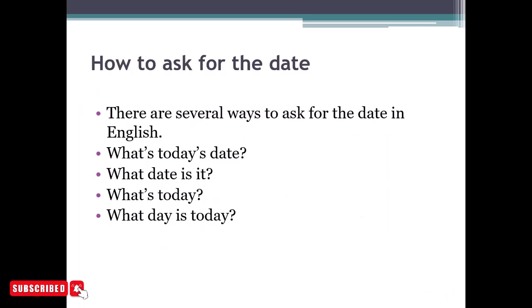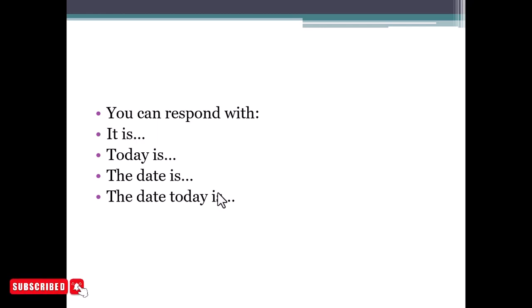So how to ask the date? There are several ways to ask the date from your interlocutor, the person you are addressing. What's the date today? What date is it? What's today's date? By using these formats, you can ask the date, the time, the year, and the day name. If someone asks you, you can respond with: today is, the date is, the date today is. We just fill in the blanks with the date or time and respond in this way.